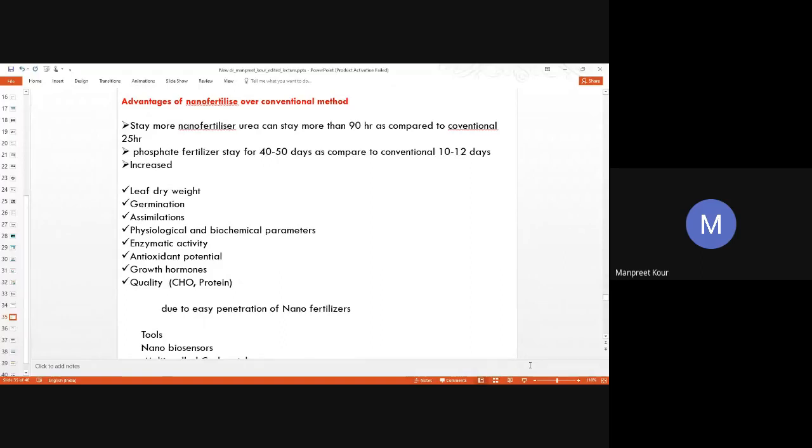What are the different tools used in nano fertilizer? They are nano biosensors and multi-walled carbon tubes. Nano biosensors are placed, and when they get the reaction in the soil that there is a deficiency, then we have to supply the nano fertilizer. These are the role of the biosensors. Similarly, multi-walled carbon tubes also act as a sensor in the soil. Next slide, please.